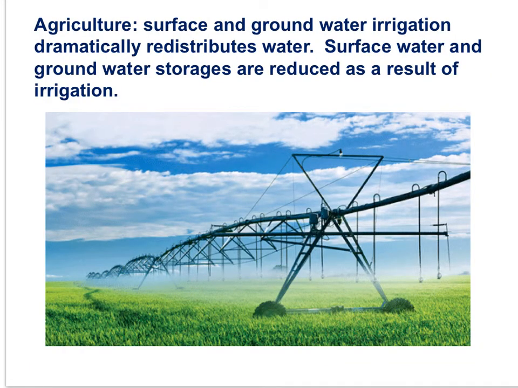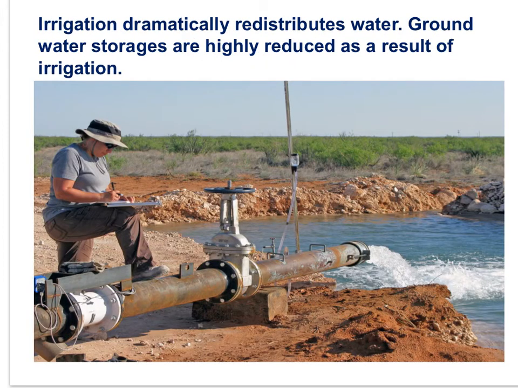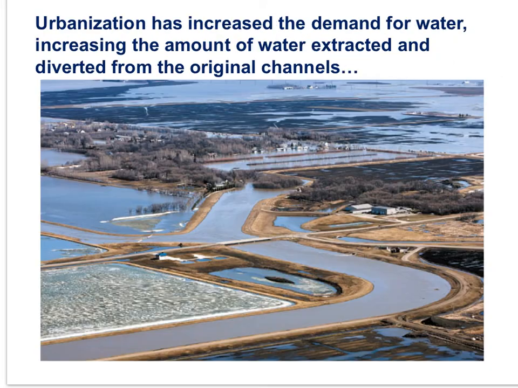Surface and groundwater irrigation dramatically redistributes water. Surface water and groundwater storages are highly reduced as a result of irrigation. Groundwater storages are highly reduced as a result of irrigation. And a lot of what once was groundwater now evaporates into the atmosphere.